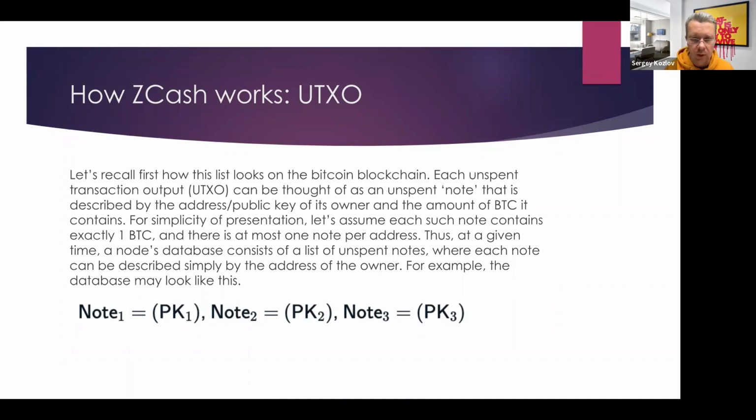Let's imagine that we have one Bitcoin on each address, and the only thing we need to keep on chain is that this one Bitcoin is owned by, let's say, public key 1, node 1, that's the first Bitcoin. Node 2, that's another Bitcoin, is owned by public key 2, and node 3 is owned by public key 3. Of course, with every public key, we have a pair of the private key.